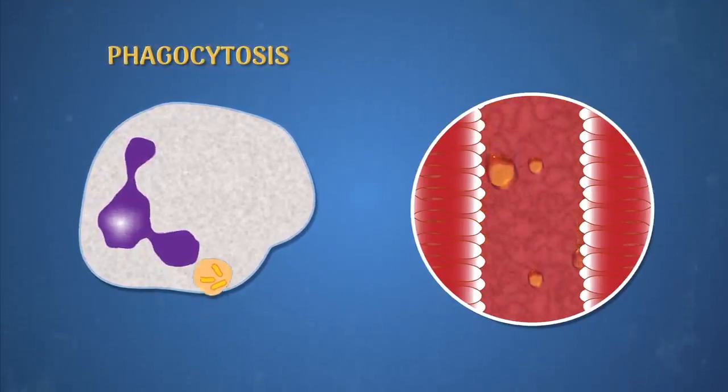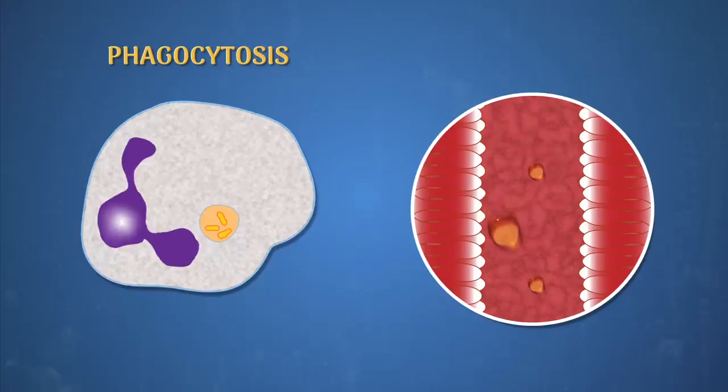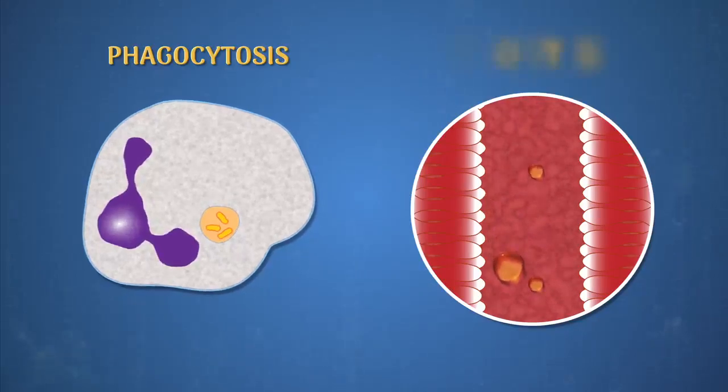Endocytosis of liquids, such as oil droplets absorbed by cells in the intestines, is known as pinocytosis.